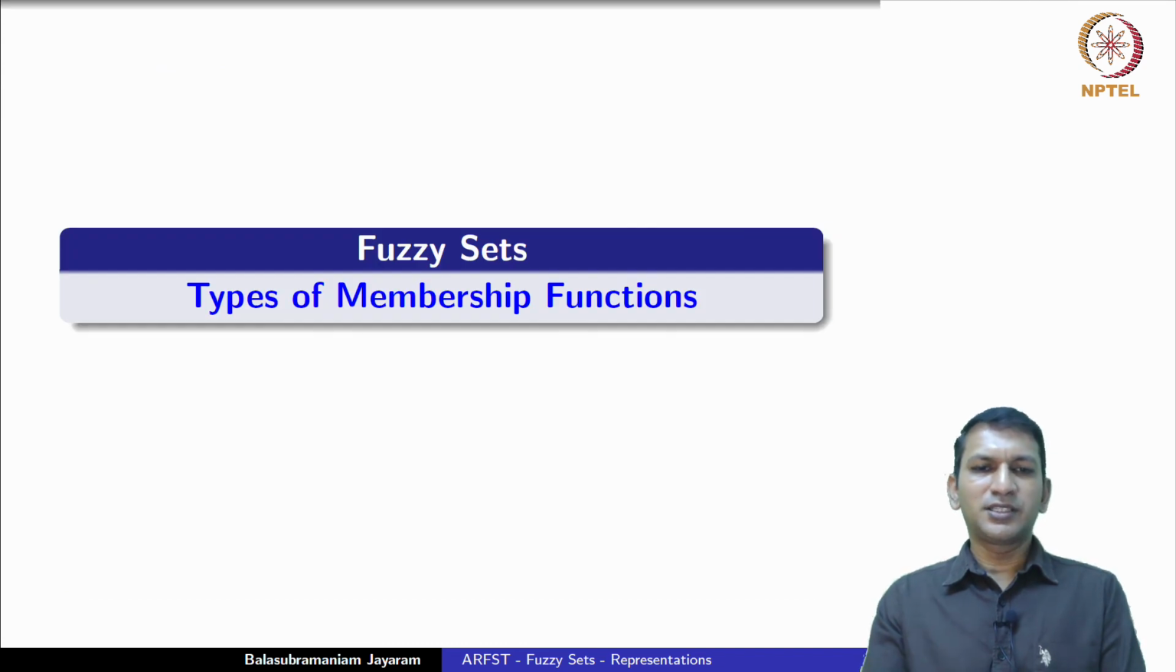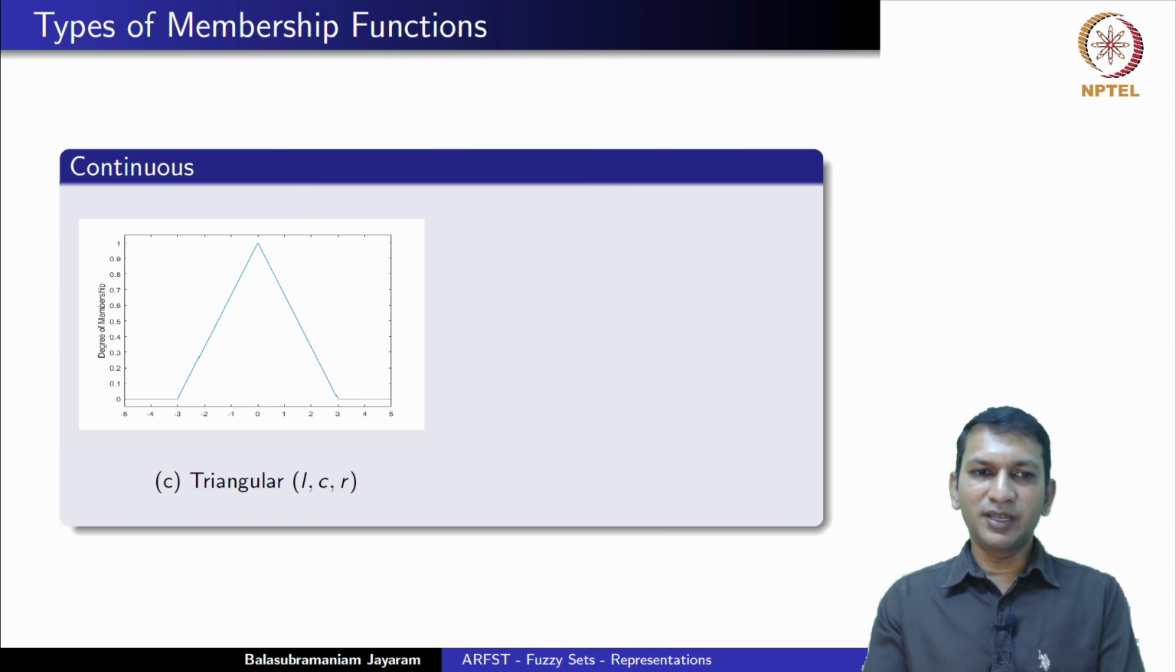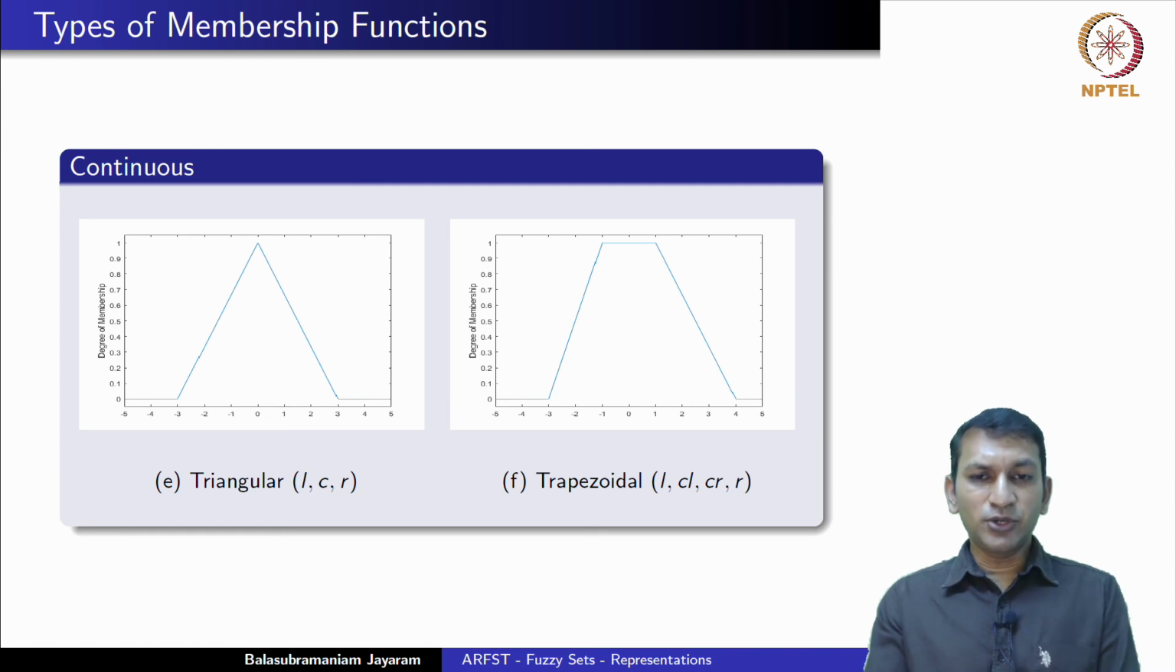Finally, let's look at some of the typical membership functions that we use. The first of them that you have already seen is the triangular membership function. It is characterized by 3 parameters: the left endpoint, the center point, and the right endpoint. Clearly, any value less than L or greater than R will have 0 membership value. Only the point C will have full membership value, and everywhere else between L and C and R, you are linearly interpolating.